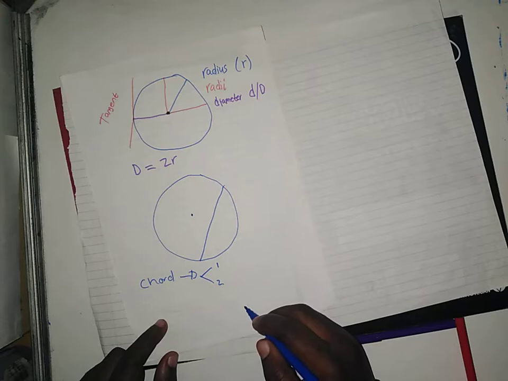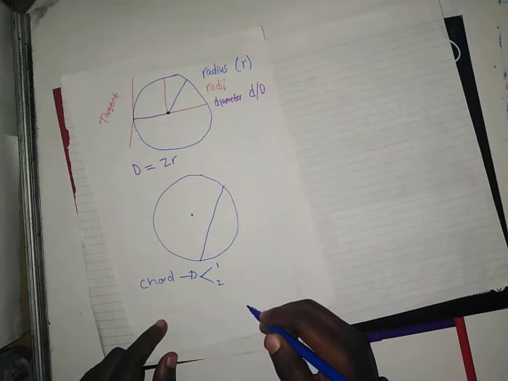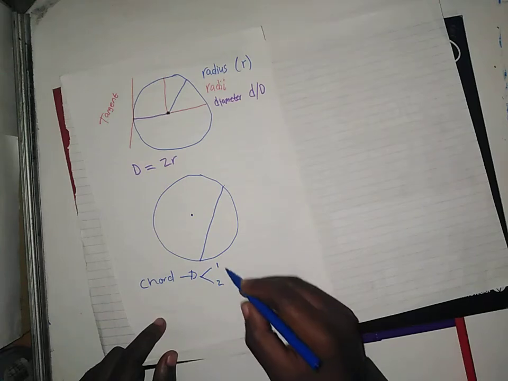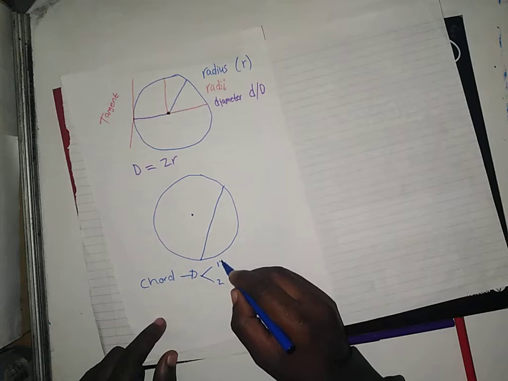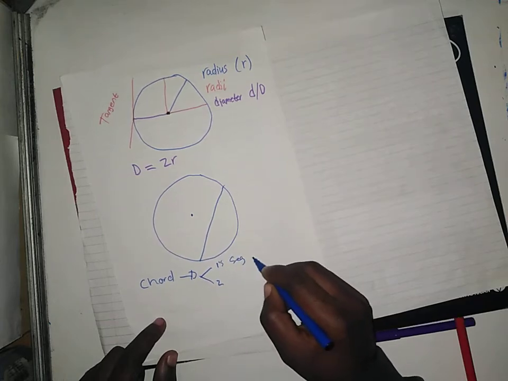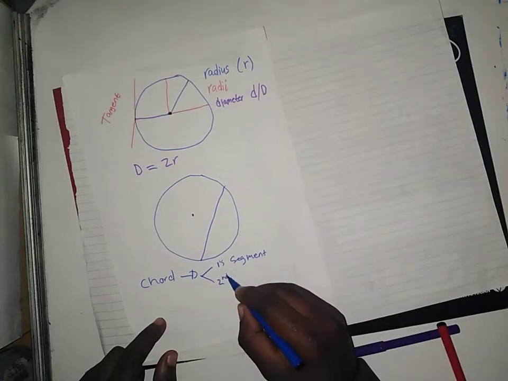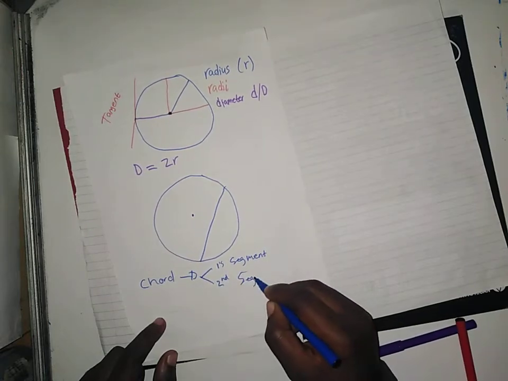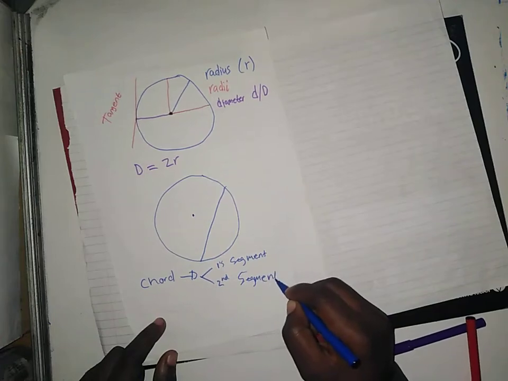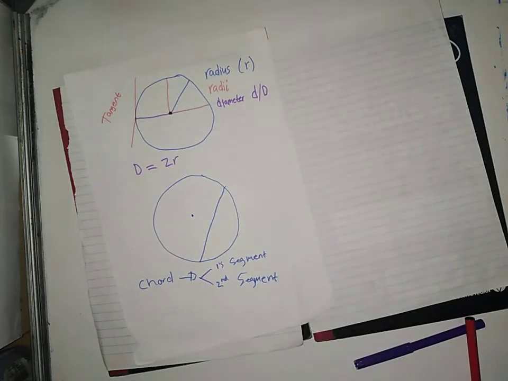Now, what do we call those parts? We don't call them parts in mathematics. We are very special. We've got our own terms. We call them segments. Okay? So it's going to be the first segment, and then the second what? Segment. Okay, so whenever you introduce a chord, as a result, you will have segments.